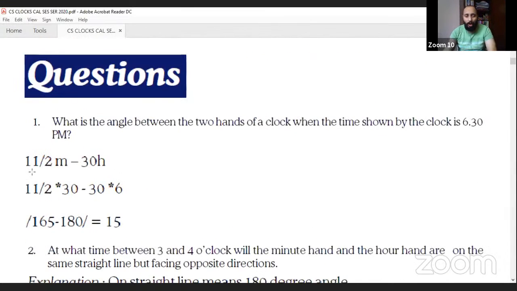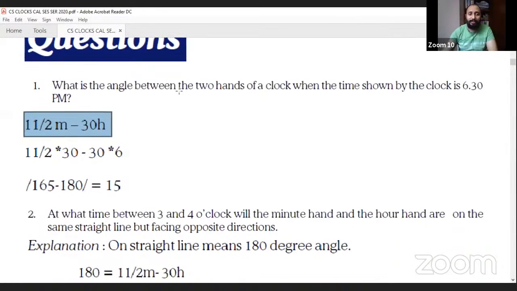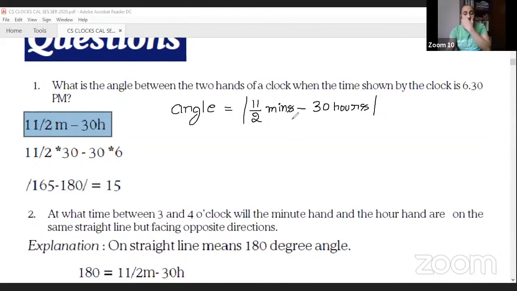About the clock, this was the amazing shortcut. Hope you remember. The angle is equal to, this is a lovely shortcut which comes in two forms. The angle between the hands is 11 by 2 into minutes, where we put the minutes, minus 30 into hours, where we substitute the hours. And it is a modulus. The angle has no plus or minus.